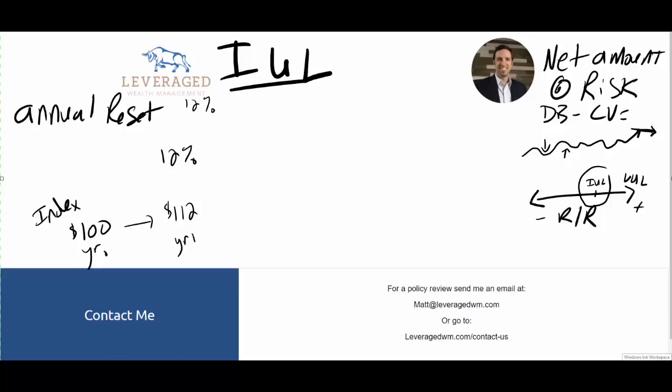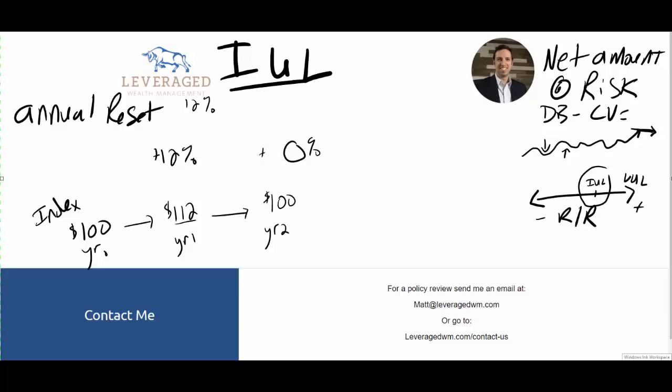return. Pretty simple stuff. Now, what annual reset means is every single year, in order to get a credit, you have to do better than where you started. So at the end of year 1, we're at 112. So that's our new starting point. So fast forward to the beginning of year 2, and let's say that our index went from $112 back down to $100. Well, obviously the market is down in that case, but since we have a 0% floor, we don't lose anything. We just get 0% in that year.